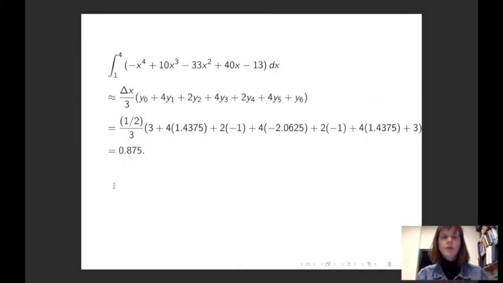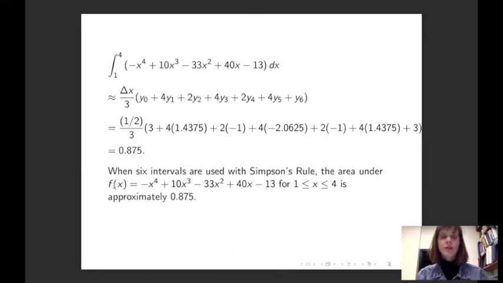So when we apply Simpson's rule to the integral from 1 to 4 of negative x to the fourth plus 10x cubed minus 33x squared plus 40x minus 13, we get the width of the subinterval, 1/2, divided by 3, times the quantity 3 plus 4 times 1.4375 plus 2 times -1, and so on, so that our approximation to that definite integral is 0.875. So when 6 intervals are used with Simpson's rule, the area under our curve y equals f of x on the interval from 1 to 4 is approximately 0.875.